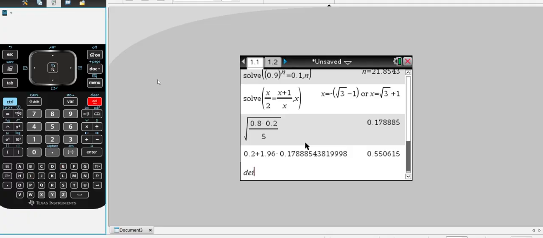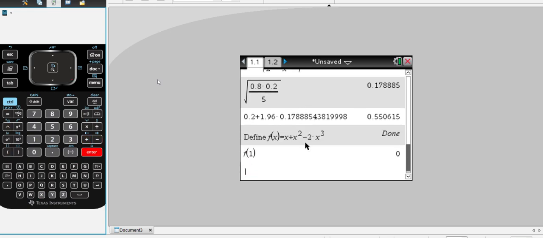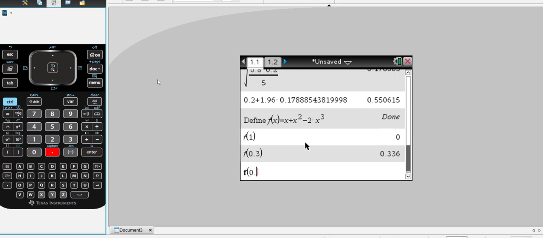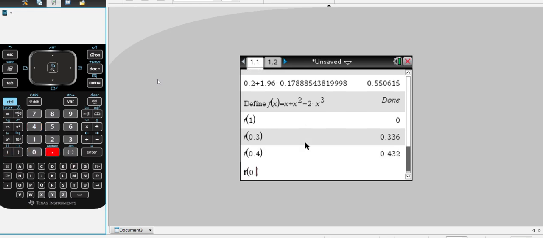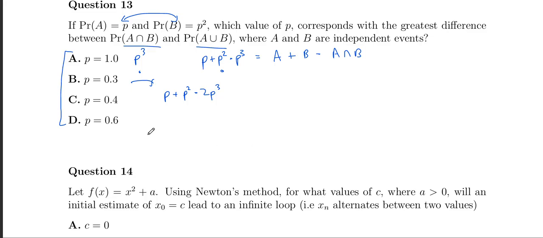And we need to find which value of these will make this the biggest. All right, so let's do that. So we had f of 1, that gives us 0, f of 0.3, f of 0.4, and f of 0.6. So clearly when p is 0.6, that'll give us the biggest difference. So the answer is D.